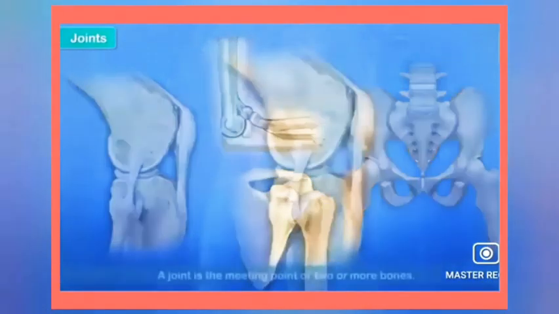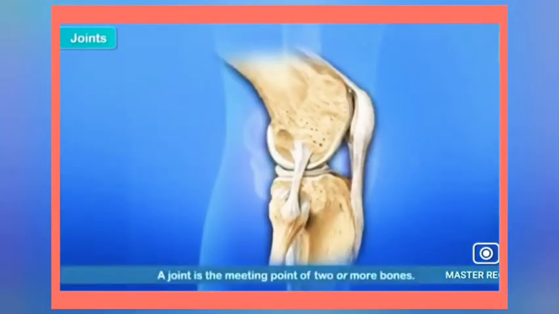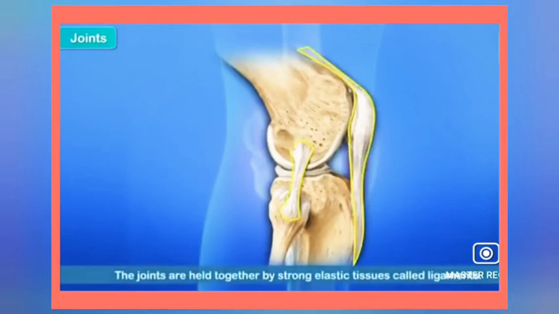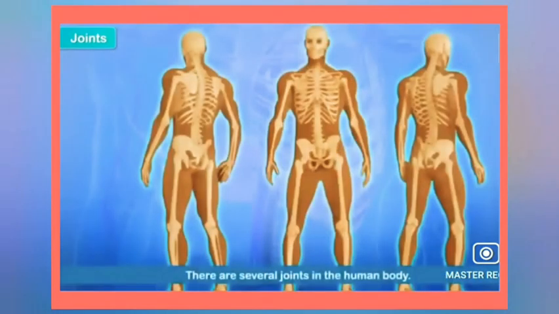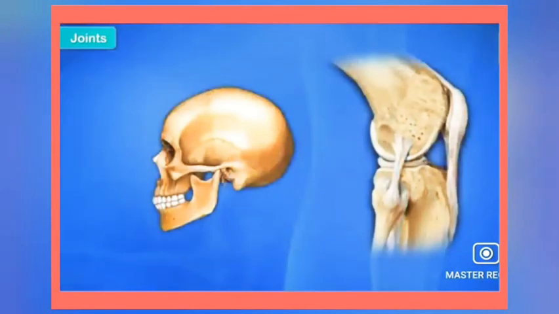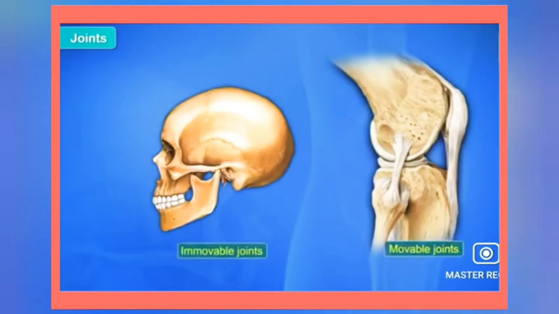Joints. A joint is the meeting point of two or more bones. These are held together by strong elastic tissues called ligaments. There are several joints in the human body. There are two types of joints: immovable joints and movable joints.